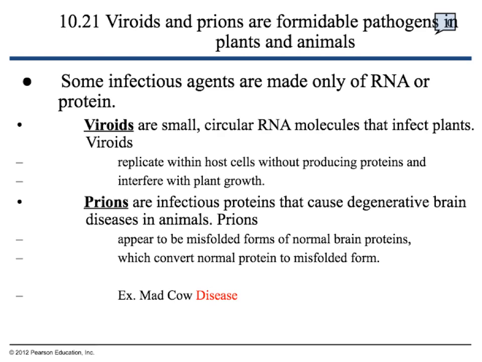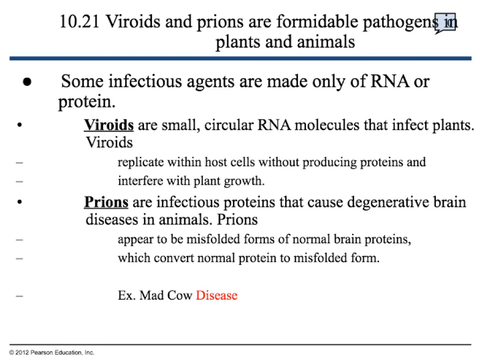Now, if that's not scary enough, there's actually some other things in there that we haven't really talked about, and they're called viroids and prions. Now, viroids are just very small circular strands of RNA, and they infect plants. What they do is they replicate within the host cells without producing proteins and therefore interfere with plant growth. So basically, we talked about competitive and non-competitive inhibition. Well, this is kind of like that. It's competing with the plant's regular processes, so it slows down their growth. So it's more of just a big interference and slows things down.